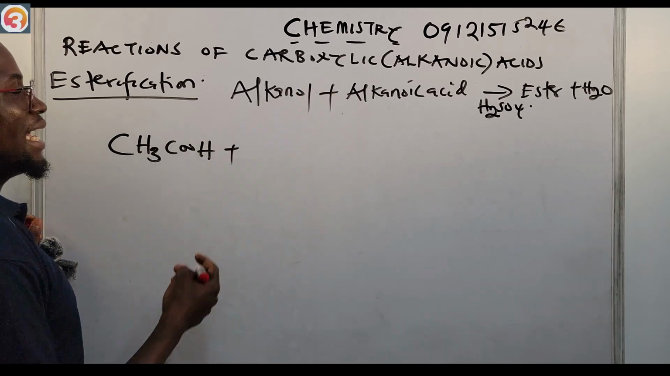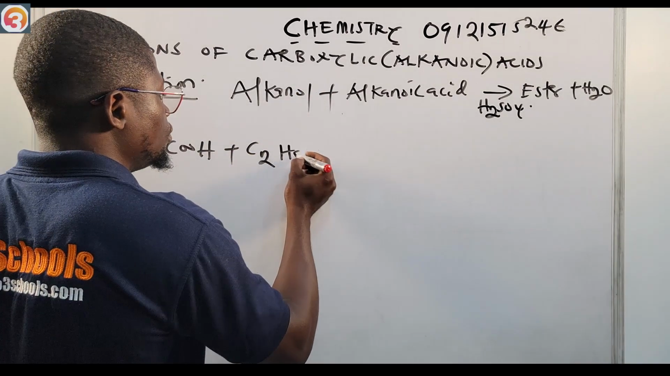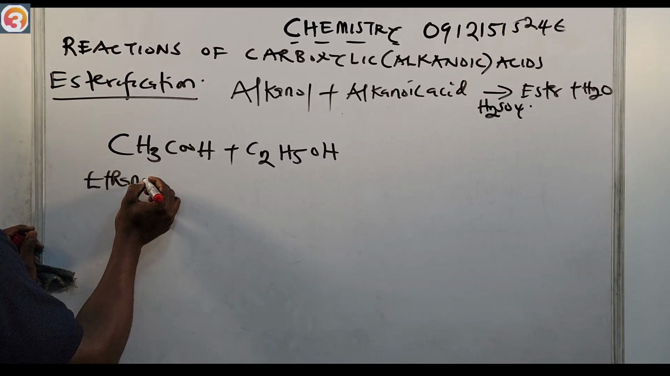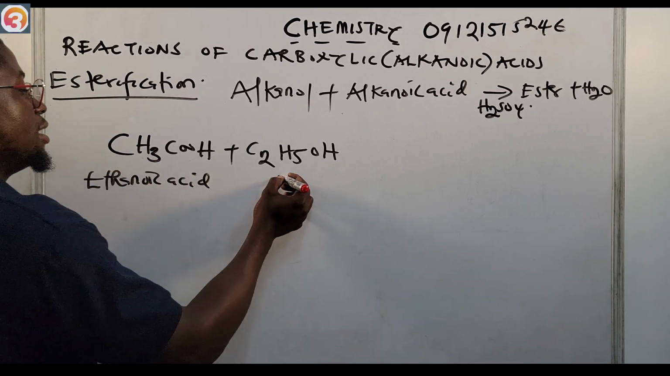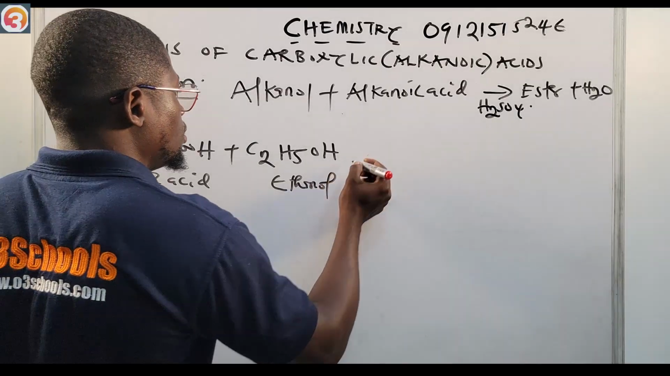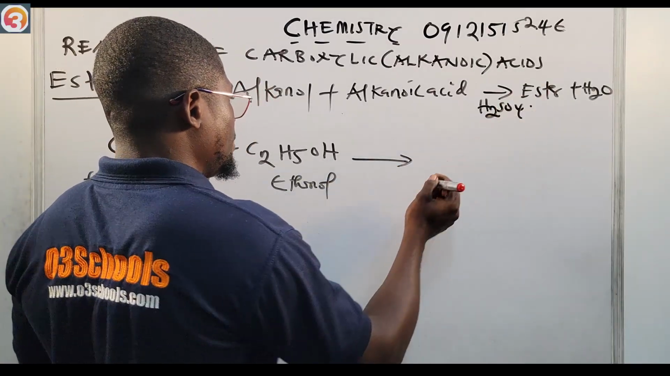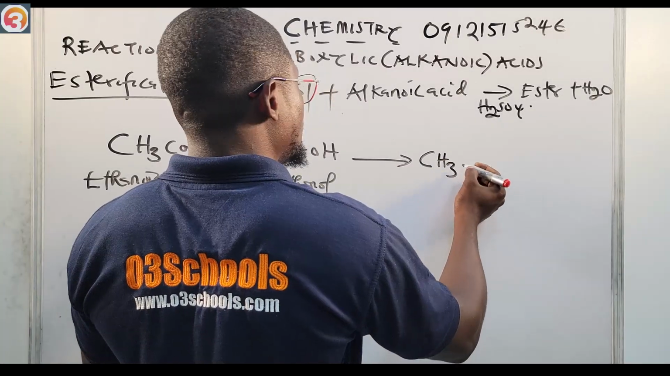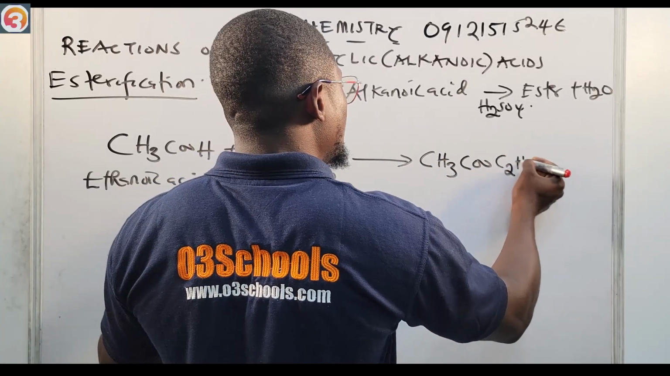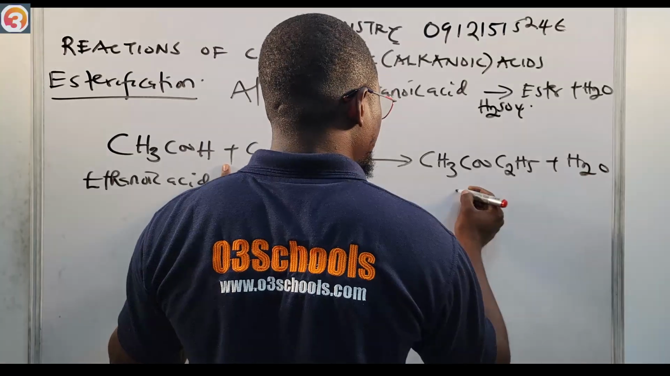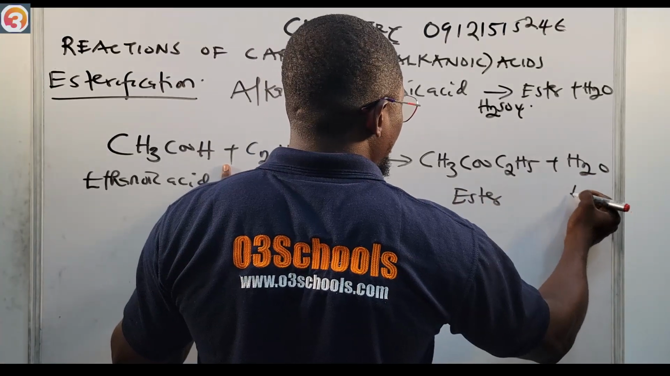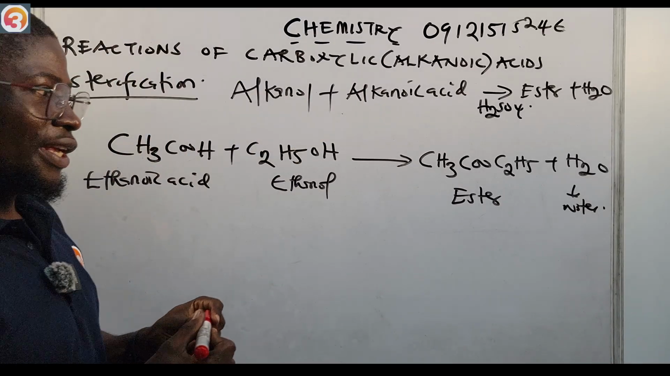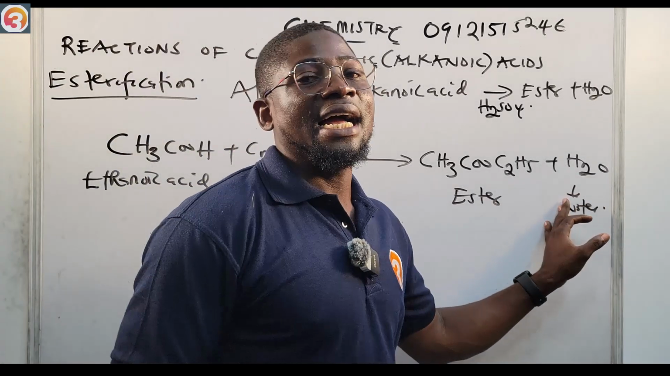CH3COOH, plus an alkanol like C2H5OH. This is ethanol. This is ethanoic acid. What it gives us is an ester. So I'm going to have CH3COOC2H5 plus H2O. This is an ester, and this is water. So the reaction gives us an ester and water as product.